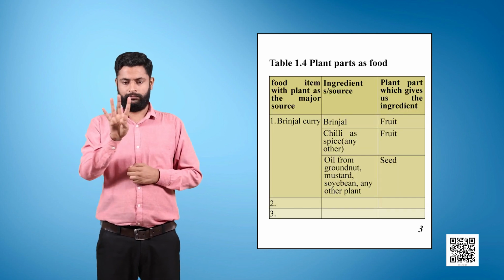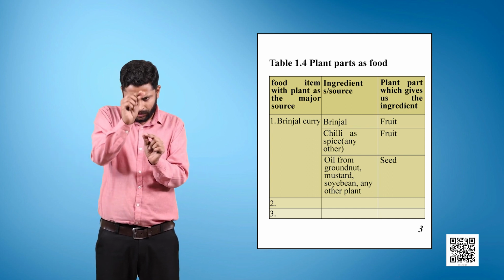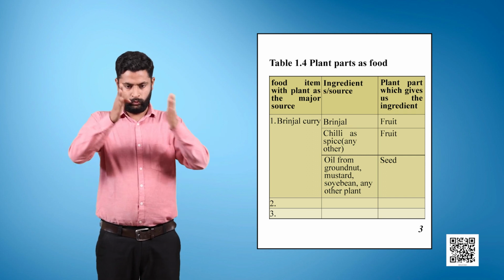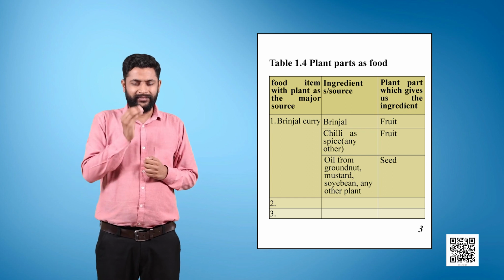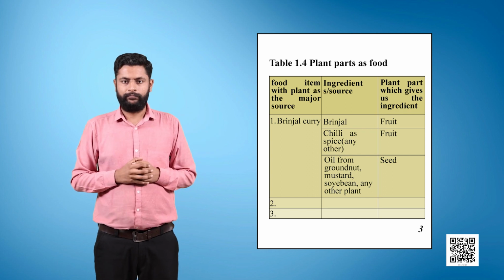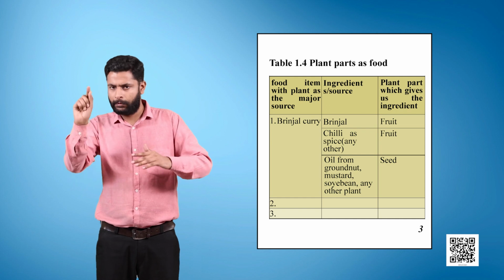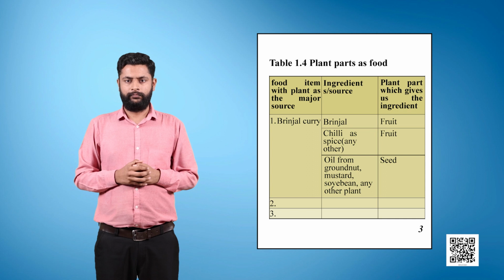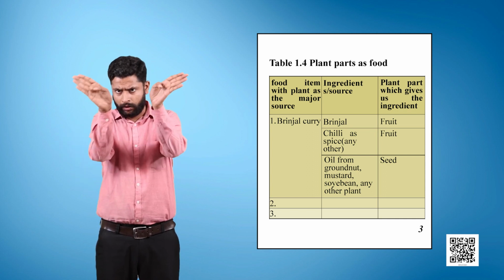Table 1.4 Plant parts as food. There are 3 columns. Column 1 Food item with plant as the major source. Column 2 Ingredients or source. Column 3 Plant part which gives us the ingredient.